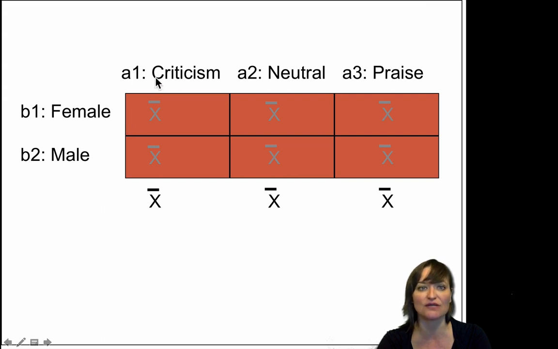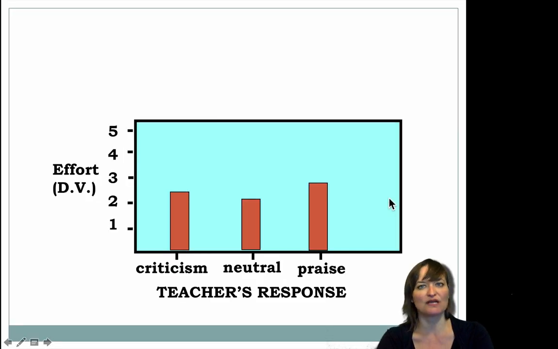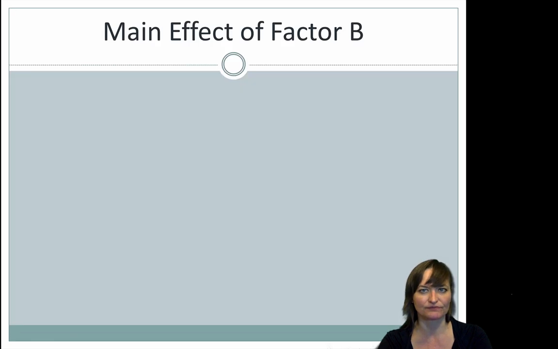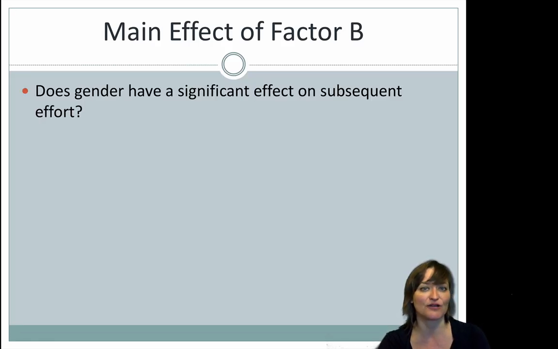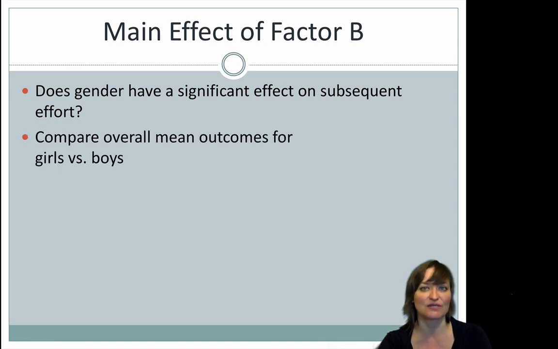And so here's our cells. We're ignoring whether they're male or female, and we're just looking at, of all of the students who were criticized, here's the mean, neutral, and praise. Those are the means. That's where we started, right? That was a simple experiment, the main effect of teacher's response. Now let's consider the main effect of the other predictor variable. Does gender have a significant effect on subsequent effort?